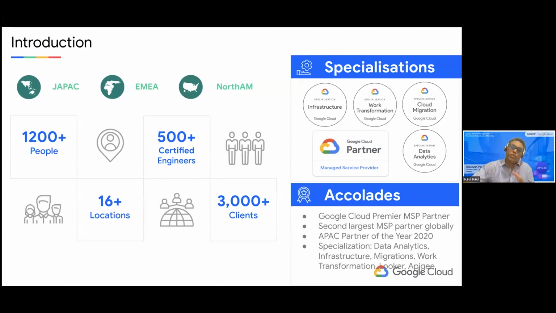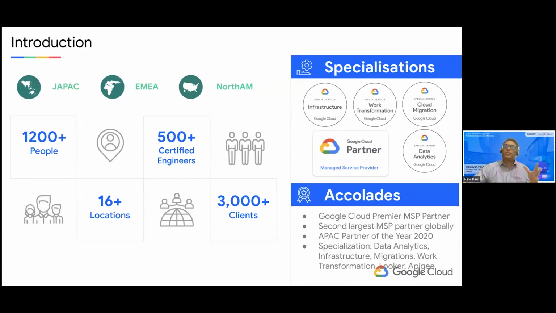We have over 3,000 plus clients. This is across the entire Google stack. And we have done a lot of work on Apigee, and we have one of our great customers from Indonesia who will run you through what we actually did for them and how they benefited from using Apigee. We have 4 core specializations, which is infrastructure, work transformation, cloud migration, and data and analytics.